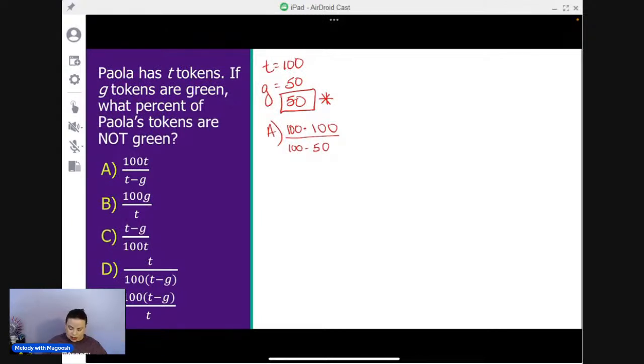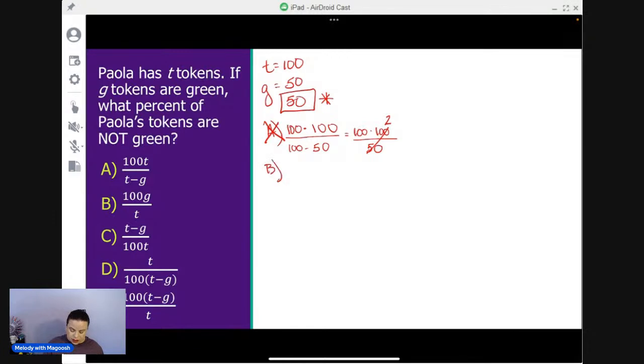Yes or no? So here I can see that I'm going to have 100 times 100 over 50. And maybe we could recognize that 100 divided by 50 is 2. 100 times 2, is that going to equal 50? No. As soon as you know the answer is no, eliminate that answer choice. It doesn't matter what it does equal. So that's one way we save on speed.